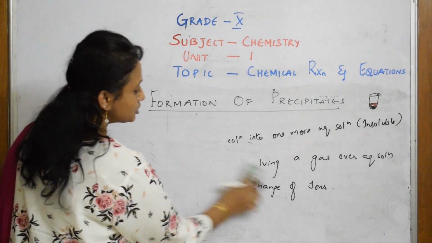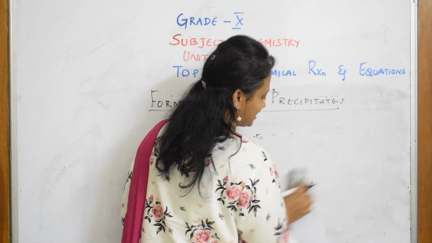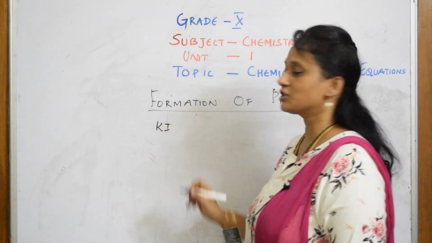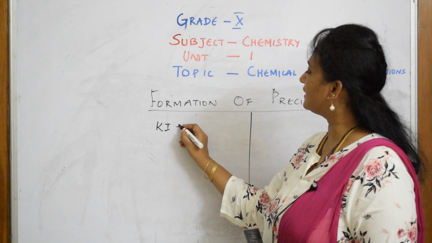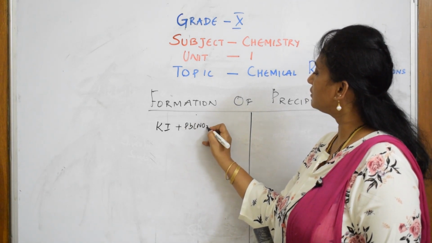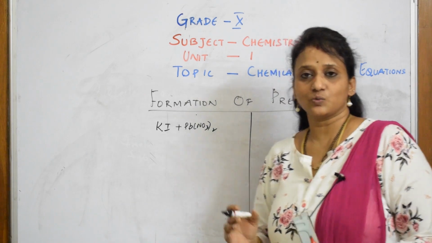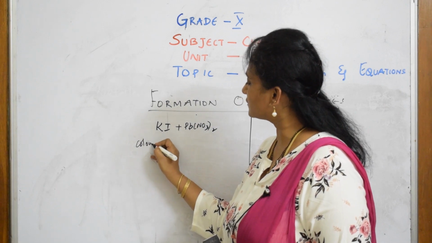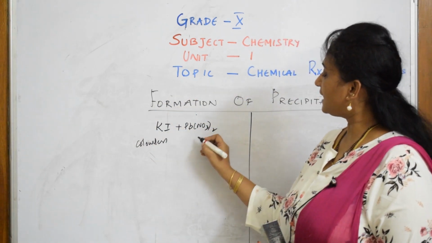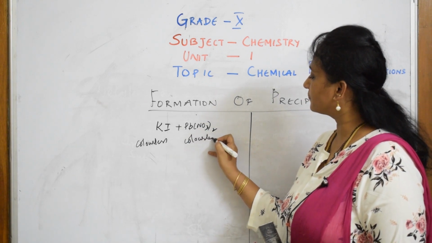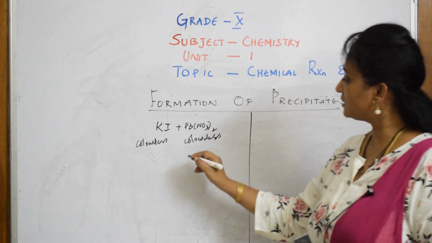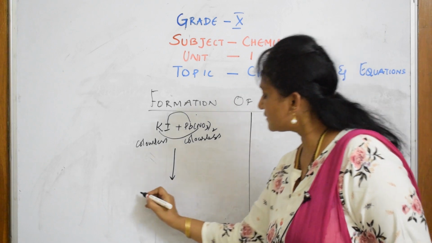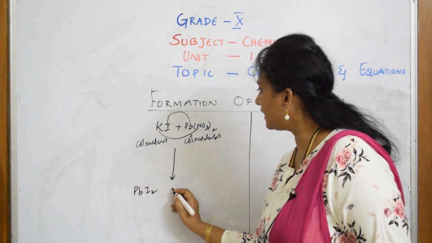Now let us take an example and see. In formation of precipitates, the classic example is, first I'll take potassium iodide. Next I take lead nitrate, Pb(NO3)2. This is one reaction. What is the important thing you need to remember? Here the potassium iodide aqueous solution is colorless in nature. Lead nitrate is also colorless in nature. Both are colorless. When you mix these two together, you get an exchange of ions and it forms PbI2 and KNO3.